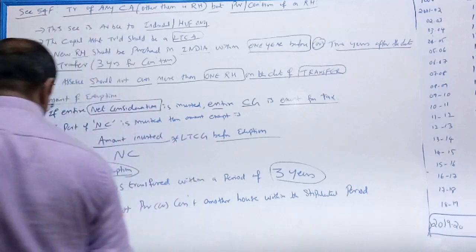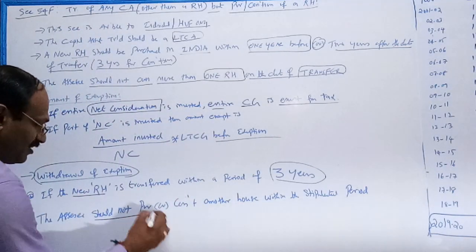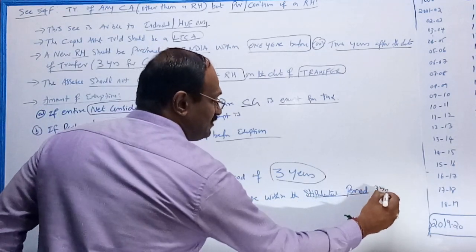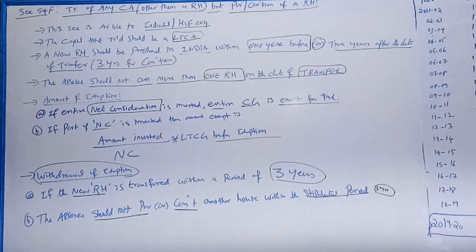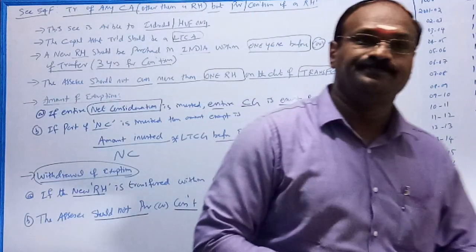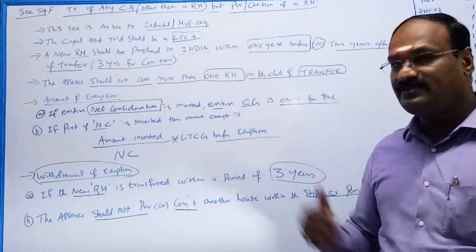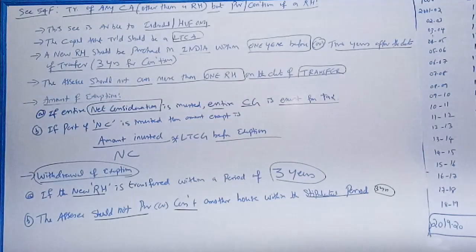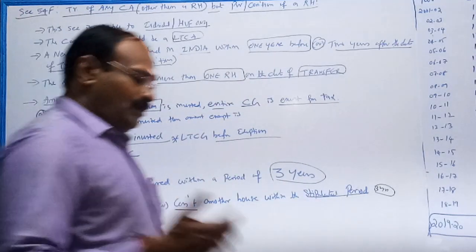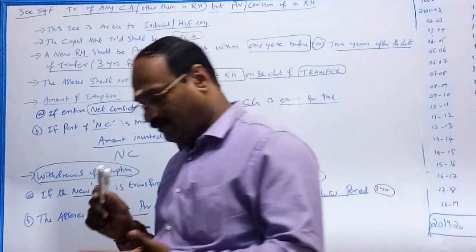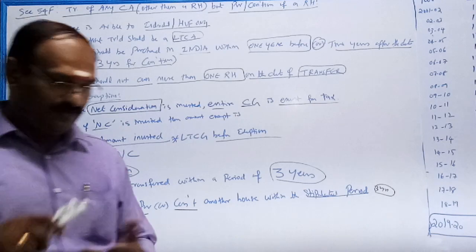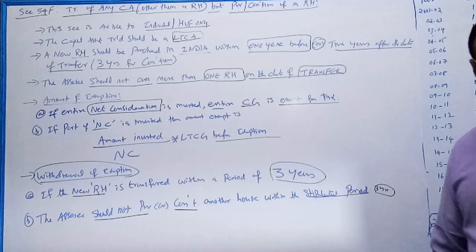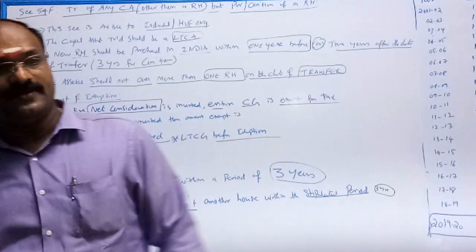And one more thing, the assessee should not purchase or construct another house within a stipulated period, that is 3 years. Within 3 years you are not allowed to purchase one more house or construct another house. Suppose you purchase another house, then the exemption is automatically withdrawn and you are liable to pay tax. This is section 54F, so go through it. So far we did 54, 54B, 54D, 54E, 54EC and 54F. Next we are going to take up a few problems. Note it down.